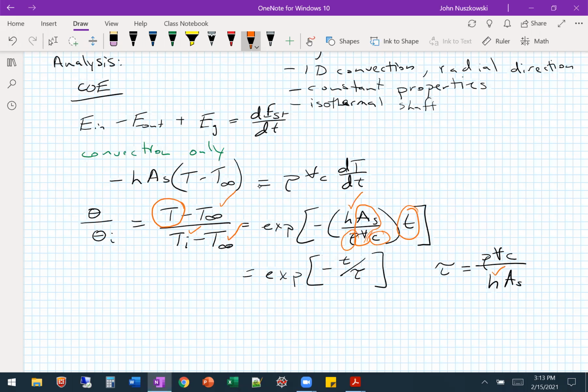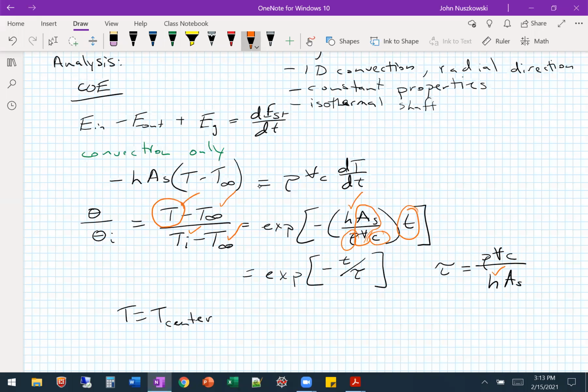Is that the center line temperature? Yeah, so that's the center line temperature. So T is equal to T center. Since we're saying that it's isothermal, it's the same temperature throughout at any given time, then the temperature at the center is the same as the temperature at the surface. So it's one temperature. All right, so we have that.